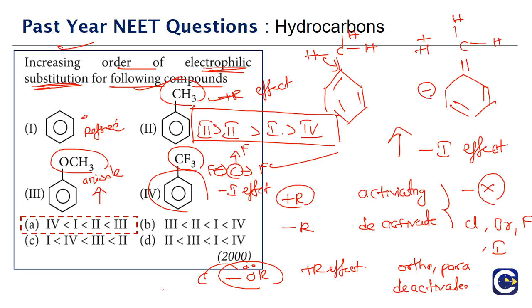The question will be between compound 2, toluene, and compound 3, which is anisole. The plus R effect will be more prominent in the case of the OCH3 group than the CH3 group, because for the CH3 group the plus R effect is shown due to hyperconjugation, which is a weaker effect. But in compound 3, the plus R effect is shown because of the delocalization of the lone pair of electrons present on oxygen.